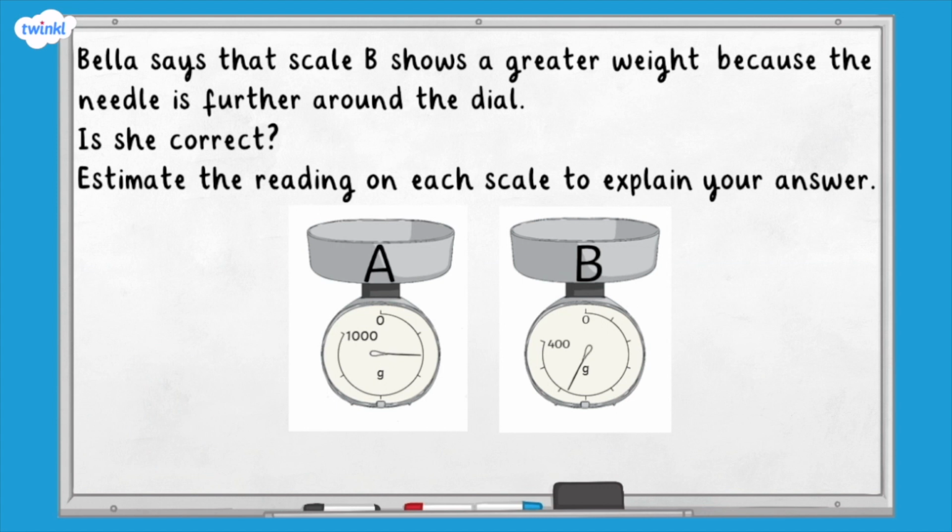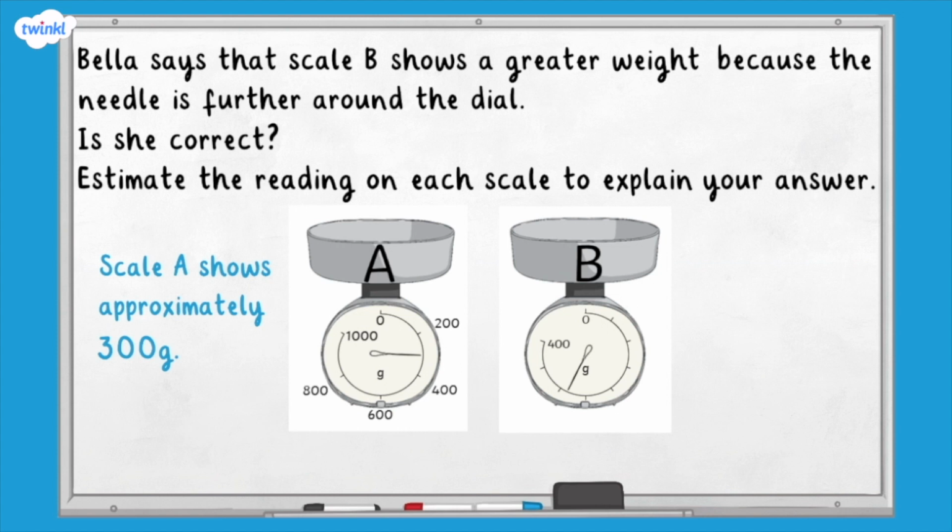How did you get on? The number line on scale A goes from 0 to 1,000 grams and is split into 5 sections. So each section is 200 grams. The needle is pointing to approximately halfway between 200 and 400, which is 300. So scale A shows approximately 300 grams.